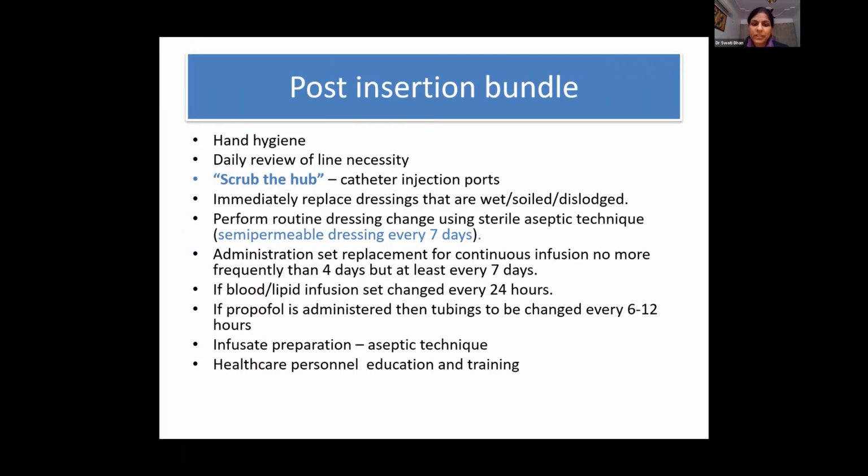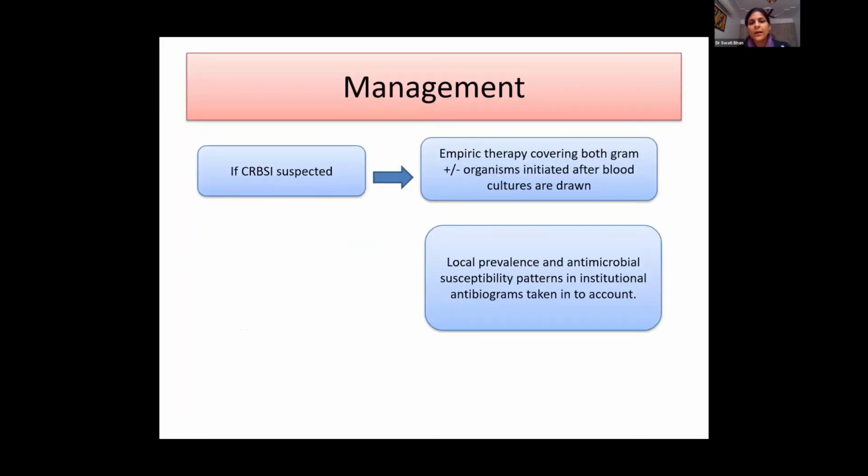Administration sets for continuous infusion should be changed no more frequently than 4 days, but at least every 7 days. If lipid or blood infusions are given, they should be changed every 24 hours. Sometimes in ICUs we use propofol infusion through the central lines, and then the tubings have to be changed every 6 to 12 hours. All infusates should be prepared with aseptic technique, and healthcare personnel education and training is very important.